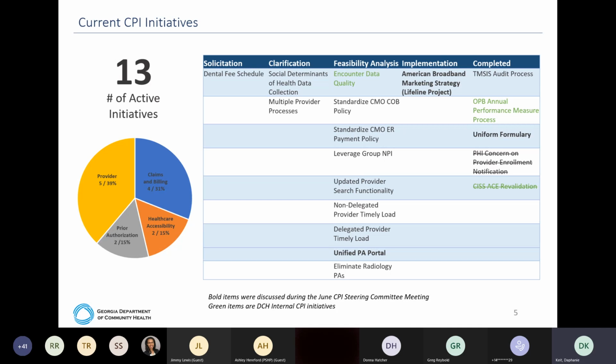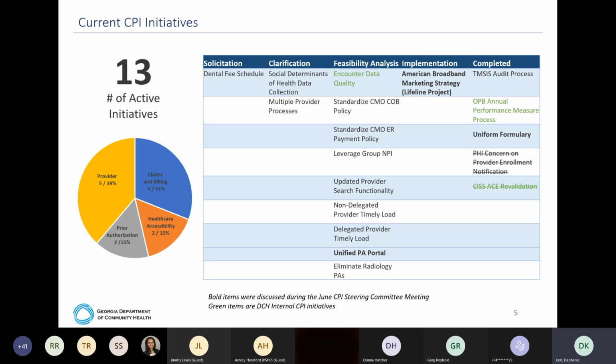The next one is the OPB annual performance measure process. This one is in green, which indicates it's an internal CPI initiative. And so not many stakeholders are aware of this one. However, it is something that CPI is doing. It provides an opportunity for us to look at key performance measures, key performance indicators throughout the department to ensure that we are kind of meeting the needs from our Office of Planning and Budget. We automated that process, and that automated process was completed last month. The next item is the uniform formulary.